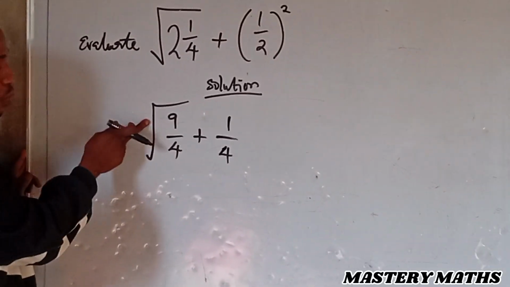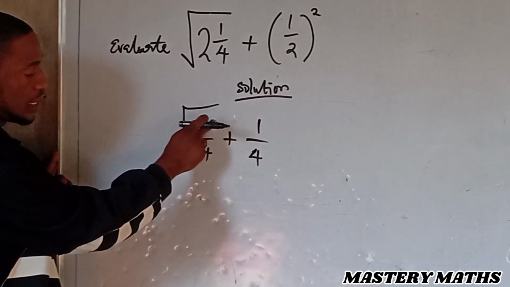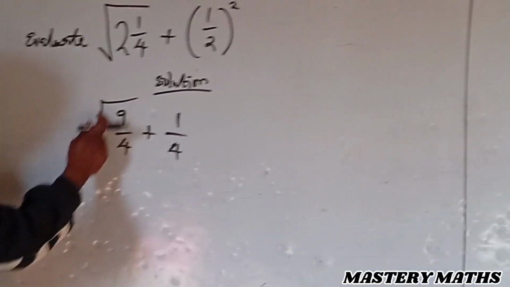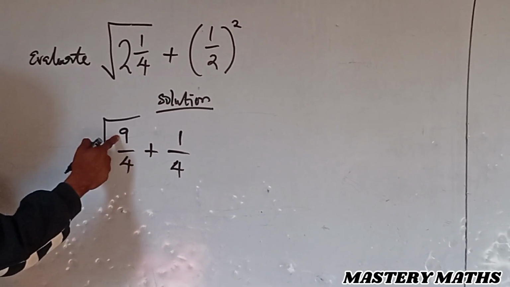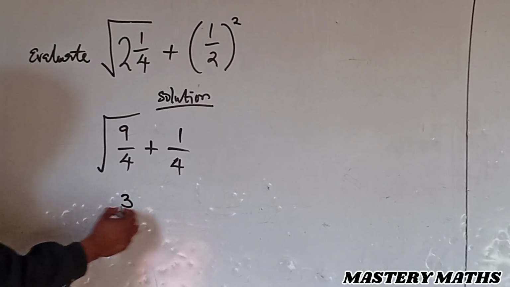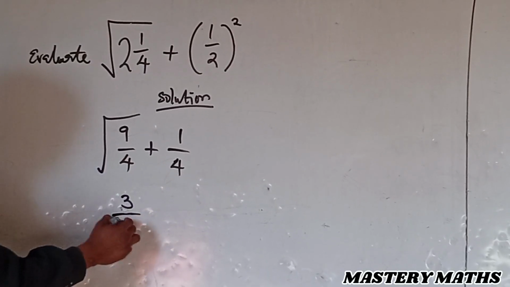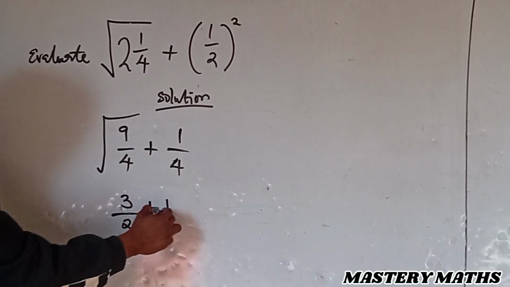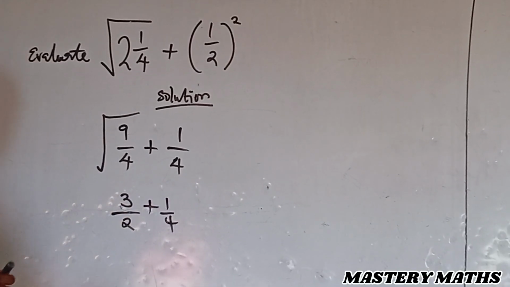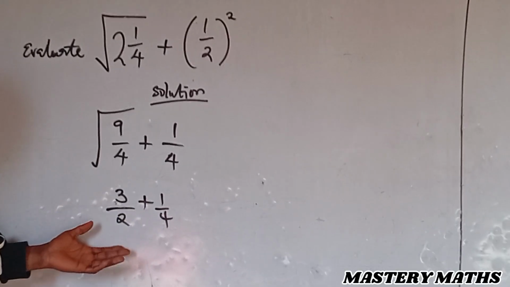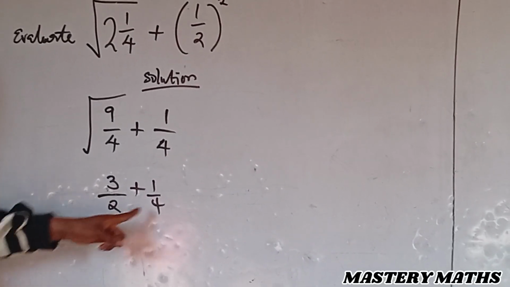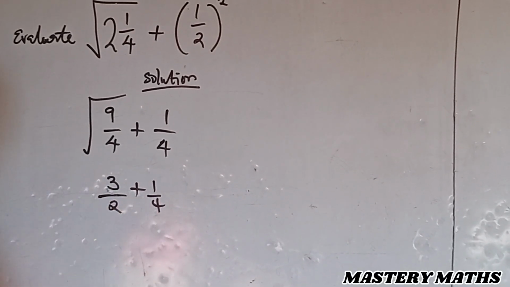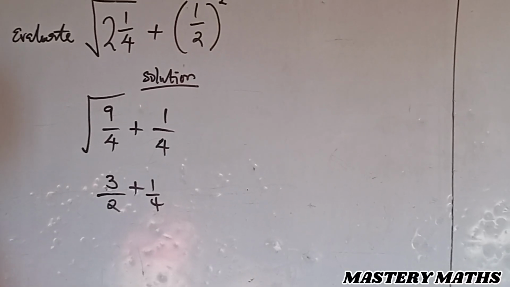Now we need to remove this square root from this and this. This square root you're seeing here is affecting the 9 and the 4. So square root of 9 is 3 over square root of 4 is 2. And you have plus 1 over 4. Now this comes to this. Now how do we solve this? We look for the LCM of 2 and 4.